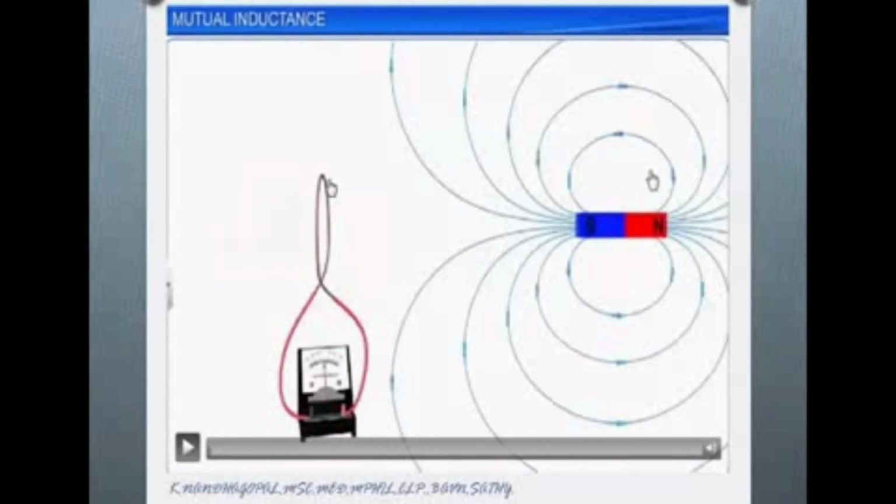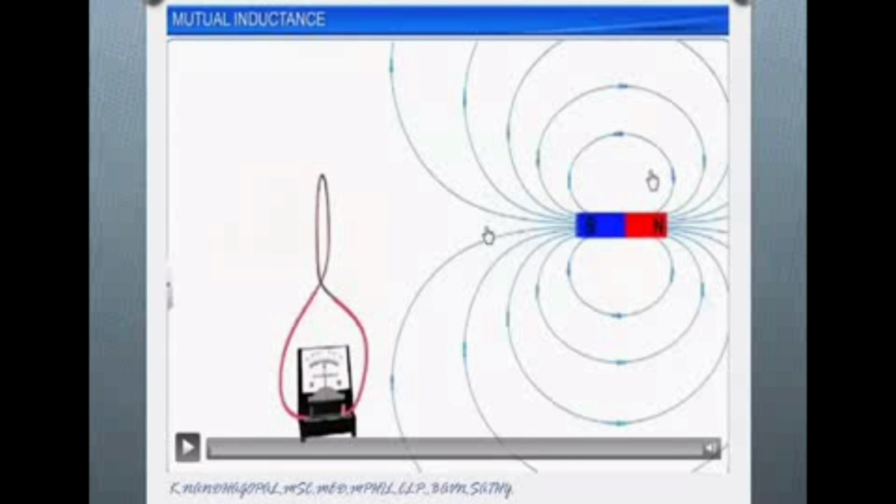Mutual inductance: consider one coil and a bar magnet. Using that, you know Faraday conducted an experiment. When the magnetic lines of force of this bar magnet are cut by this coil, an EMF is induced. The induced EMF causes a current to flow in this circuit, so the galvanometer shows a deflection. From the deflection we can find out whether the current flows clockwise or anti-clockwise. So that is Faraday's experiment.